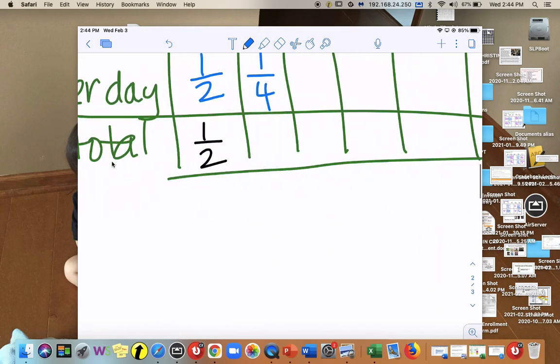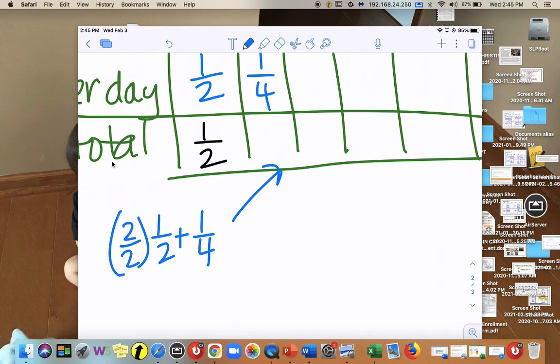And if I add together 1/2 plus 1/4, when you add fractions, you need a common denominator. So when we have 1/2, and if I multiply that by 2/2, I get a common denominator. So another way to write 1/2 is 2/4. So 2/4 plus 1/4 is 3/4. So by day 2, I've already eaten 3/4 of the pie.